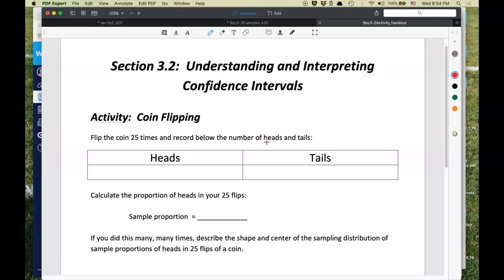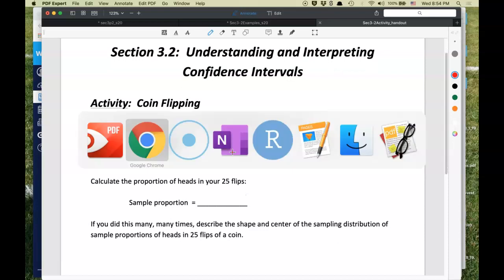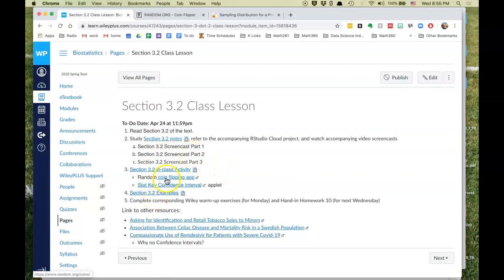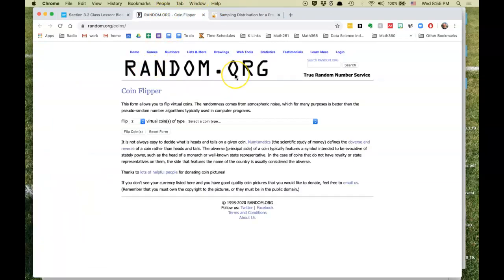Well, so you could go around your house looking for a coin, or you could try something a little bit more fun. I mean, if we were all together, yes, we could do our flipping. But here, I've given you a link to a coin flipping app. So let's go ahead and click on that. This takes us to something I had open already, the random.org site, which has all sorts of things that are random. But in particular, it has a coin flipper app that allows us to flip virtual coins. And the randomness comes from atmospheric noise, which for many purposes is better than the algorithms used in computer programs.